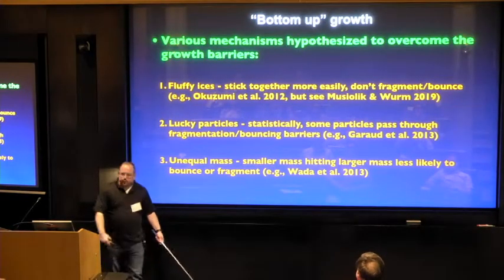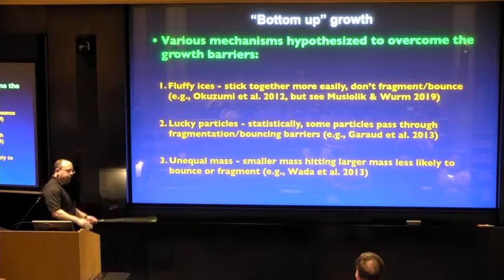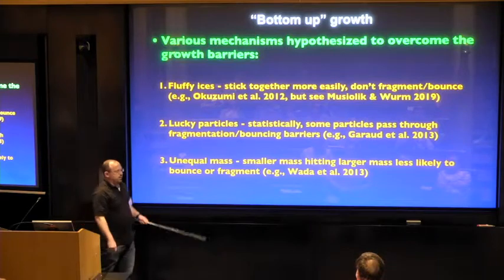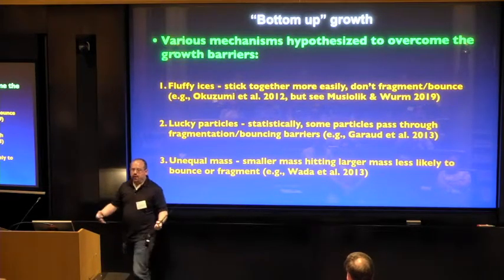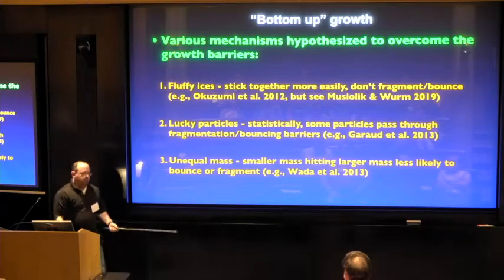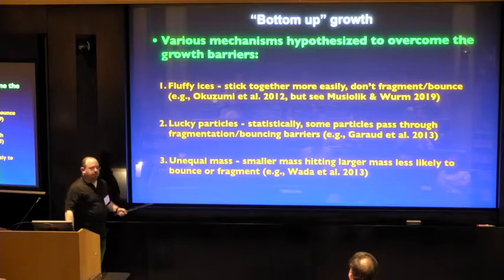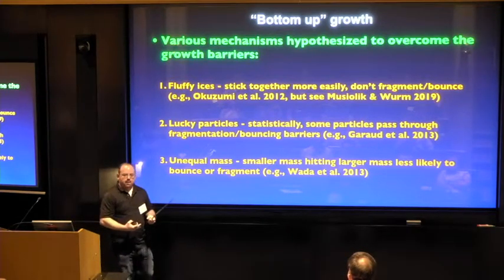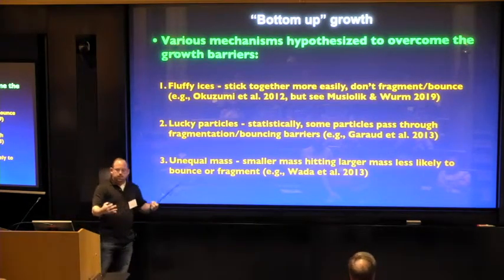There's two schools of thought. There's the bottom-up growth picture, which I'm not involved in, so I'm just going to put this up here and say a few words. The idea is that maybe there are some ways to get around the radial drift barrier and these fragmentation or bouncing barriers, such as maybe if you have fluffy ices instead of silicates, they'll be easier to stick together, and they can stick together sufficiently rapidly that they could grow into larger objects.